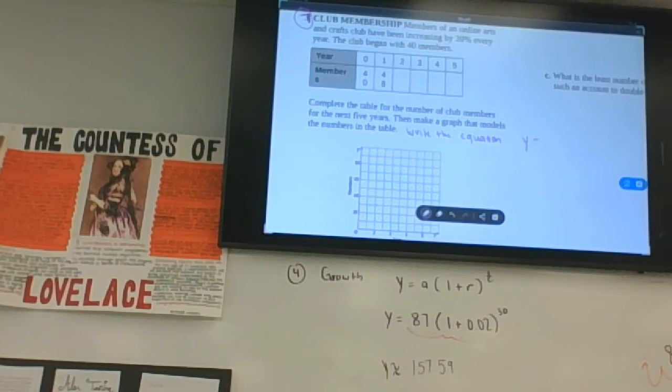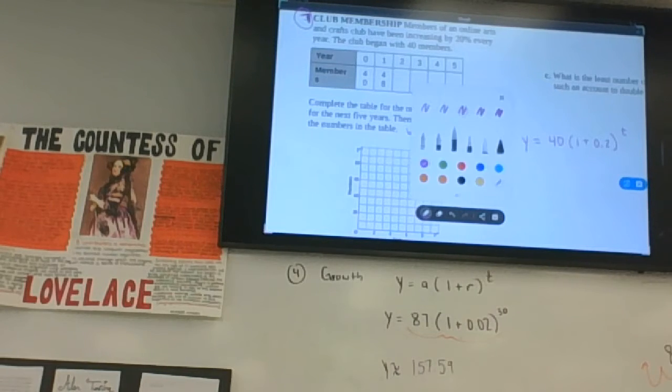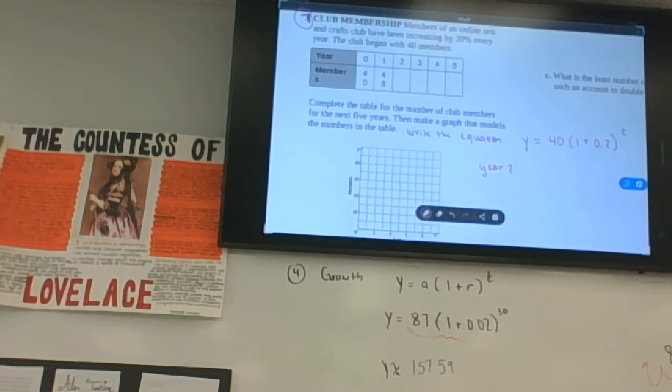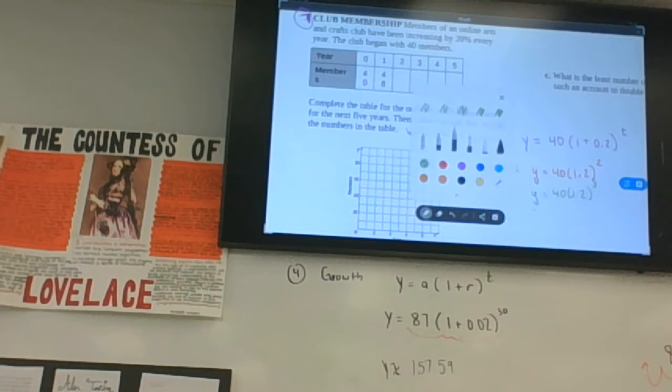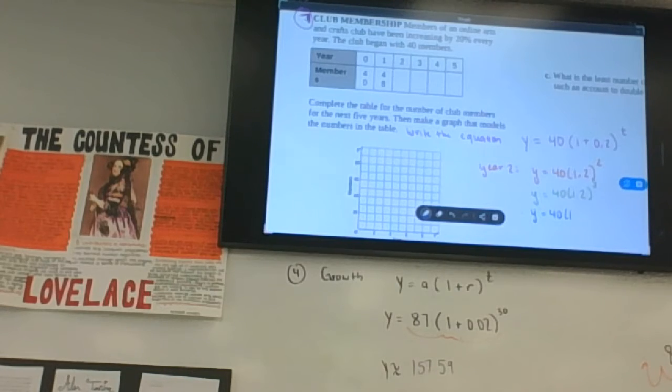Here's your equation. Begins with 40, times 1 plus 0.2, all raised to the power of time. So years 0 and 1 are done for you. I'll put a 2 in for time. And then for year 3, I do it again, but I put a 3 in for time. And you calculate your 2. You have a calculator? Actually, yeah. You calculate your 2.